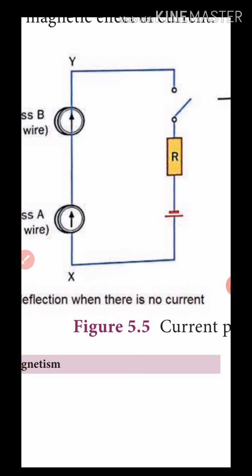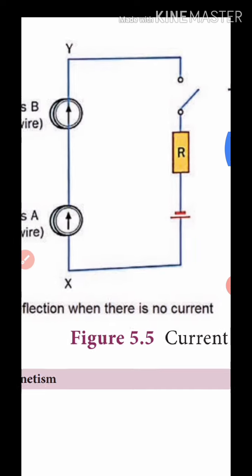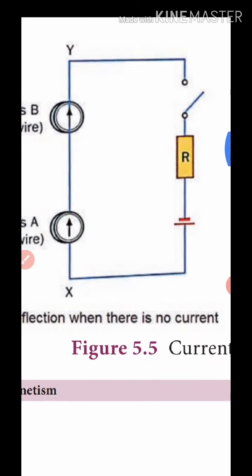easily understood using the right hand thumb rule. Hold the wire with the four fingers of your right hand with the thumb pointing along the wire. If the direction of the current is towards the thumb, the magnetic lines curl in the same direction as your other four fingers, as shown. The magnetic field is always perpendicular to the direction of current.